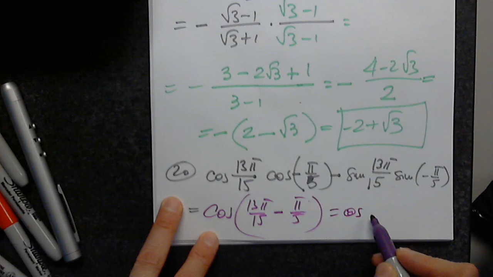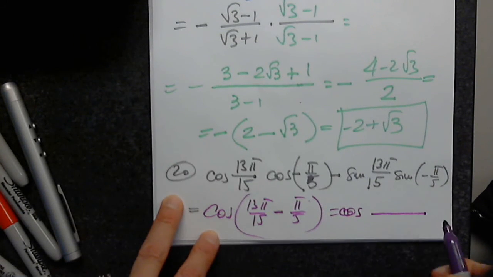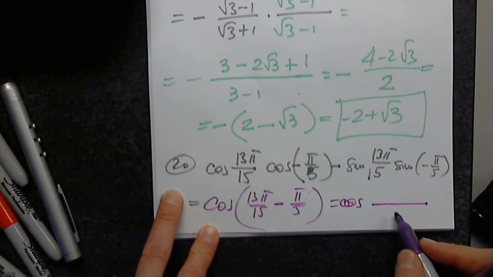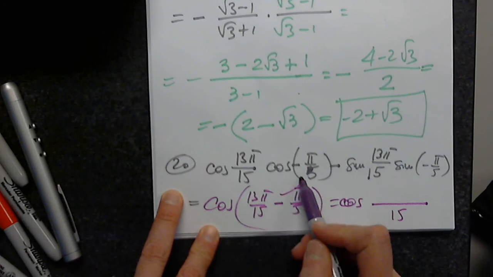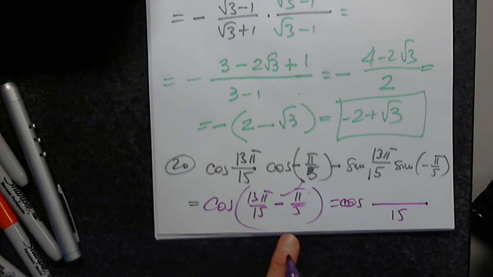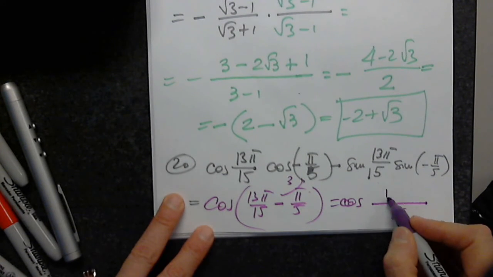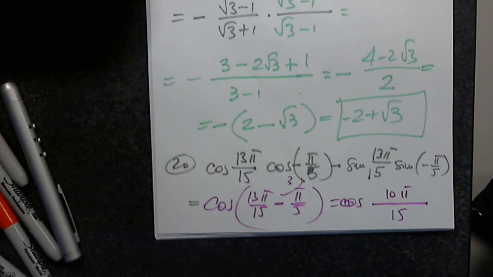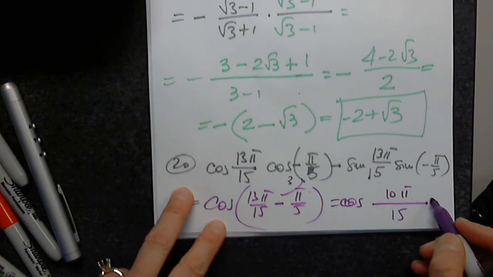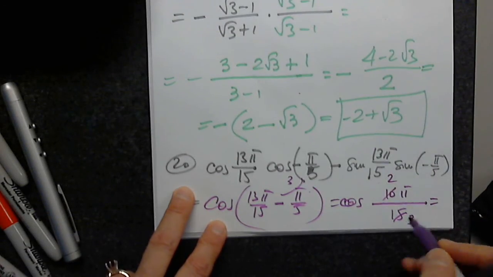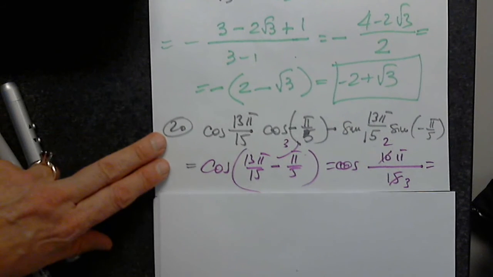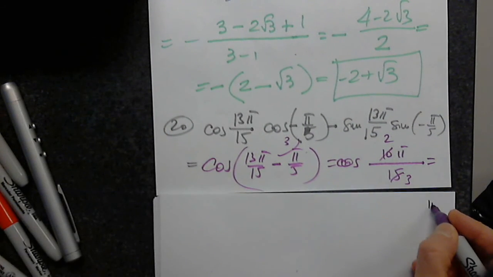So I need the least common denominator for cosine, and the least common denominator is 15. And the second one gets multiplied by 3. And then I have 13 pi minus 3 pi, which is 10 pi. And now I have to simplify 10 and 15 by 5, so this will be 2 and this will be 3.